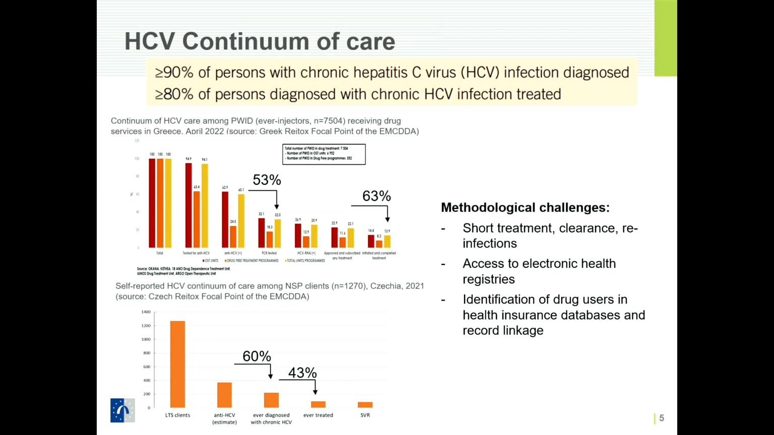proxies embedded within seroprevalence studies or surveys among people who inject drugs, observational studies again. And you can see two examples here. The one at the bottom shows the one lately produced by the Czech colleagues, where they recruited more than 1,000 people accessing needle exchange programs in Czechia, tested them for HCV and asked them whether they've been ever diagnosed in the past and whether they've been ever treated for HCV. And only 43% of those who responded they've been diagnosed with chronic HCV have actually been treated.